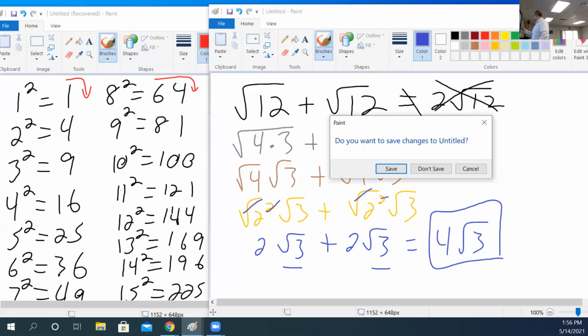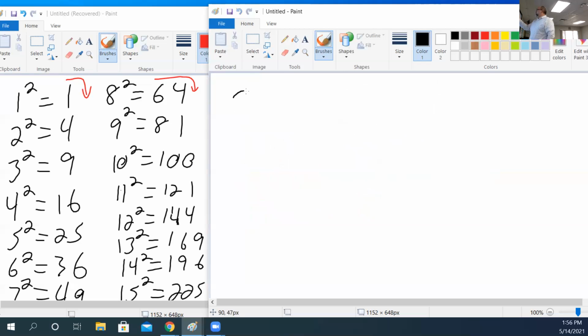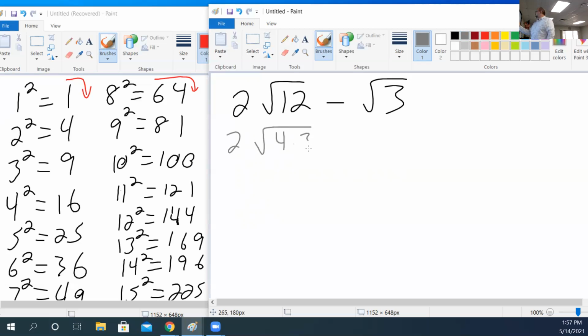Let's try another one. How about 2 square root of 12 minus square root of 3? Okay, we're doing minus, so that's okay. We care about making the numbers under the root the same first. I know initially they're not the same, but remember you can reduce them, you can simplify. So the factors of 12 are 4 times 3. And then of course split up the pieces: root 4, root 3.